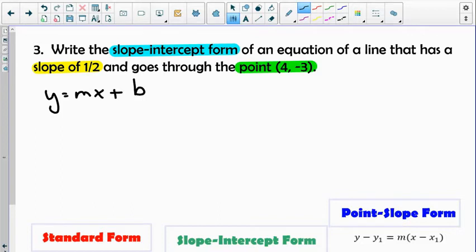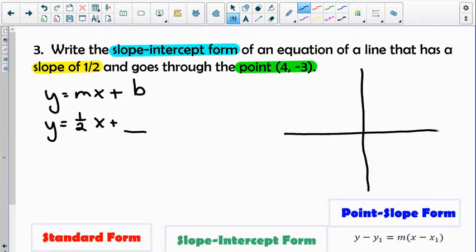Slope-intercept form says y equals mx plus b. Well, I guess we know the m. We know the slope is 1/2. But what's the y-intercept? Be careful. -3 is not the y-intercept. That's a point on this line.